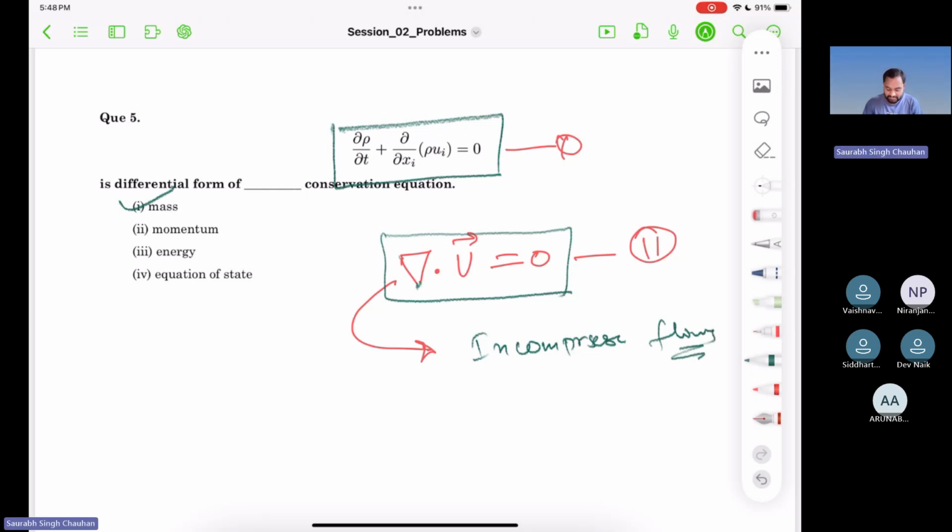Okay. So this divergence of velocity equal to 0 is not the general mass conservation equation. The first equation, del by del t of rho plus del by del xi of rho ui equal to 0, is the general differential form of the mass conservation equation. And the second equation, divergence of velocity equal to 0, simply means that the flow is incompressible.